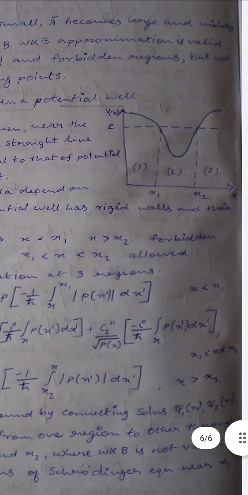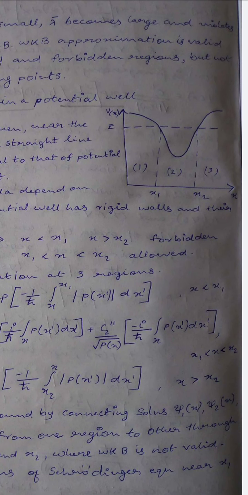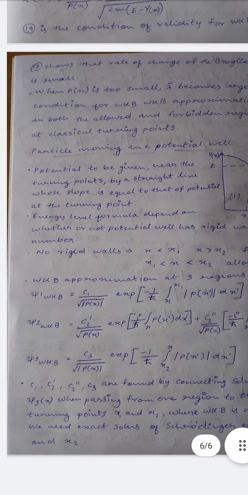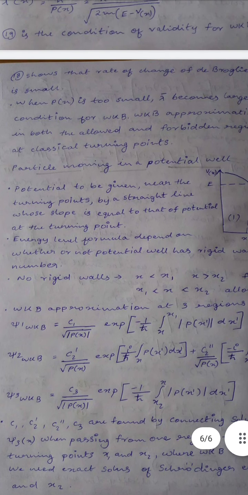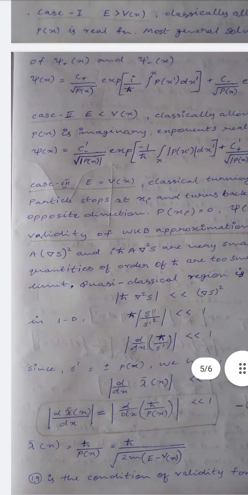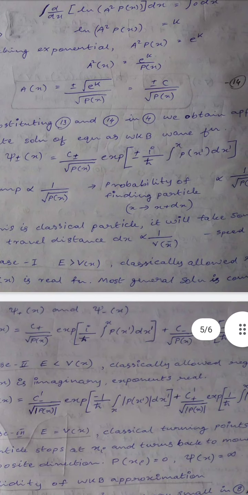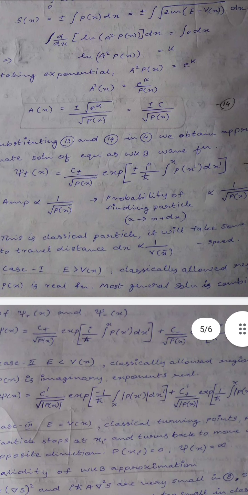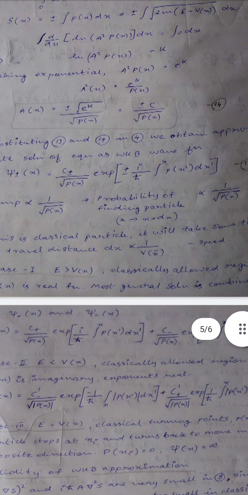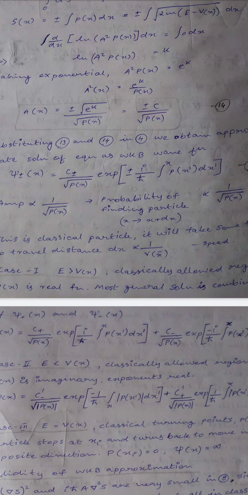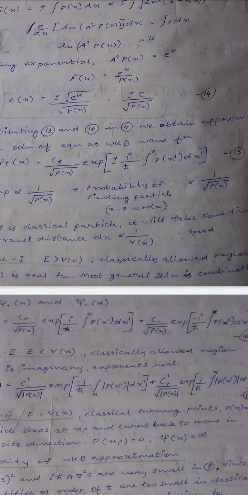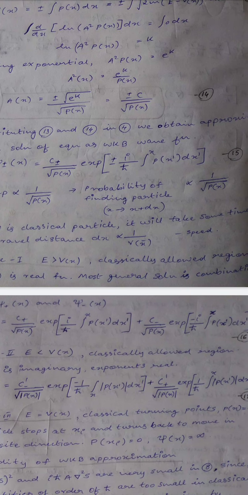Here x less than x1 and x greater than x2 are the forbidden regions, that is region 1 and 3. x1 less than x less than x2 is the allowed region. Using the WKB approximation, we can find the equation for the wave function psi plus or minus of x equal to C plus or minus by root p of x, exponential plus or minus i by h cut integral of p of x prime dx prime.